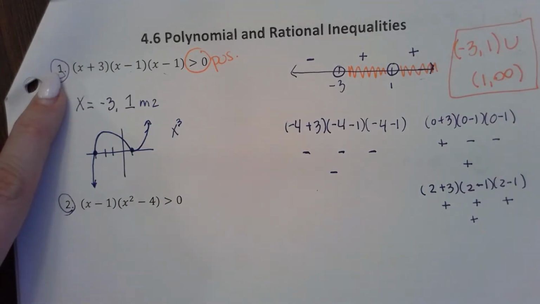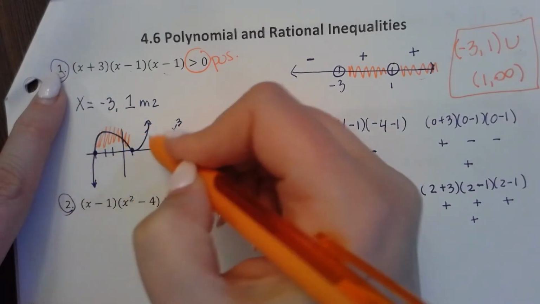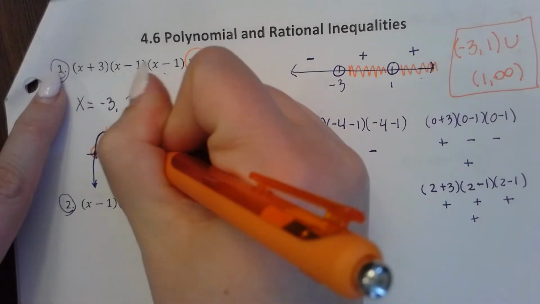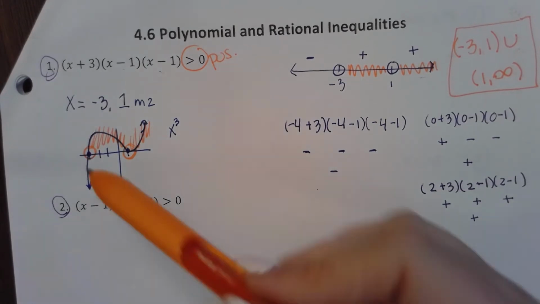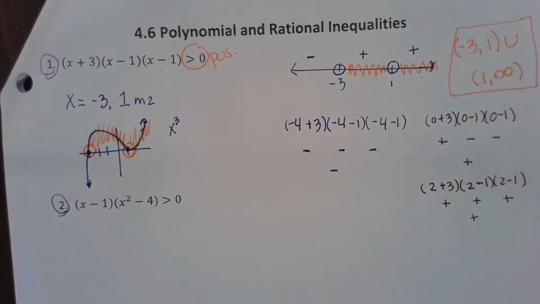So where is this graph greater than 0? Well, it's greater than 0 here and here. So between -3 and 1, and then 1 to infinity. These are open circles because we're not allowed to be 0, only strictly greater than 0. So here's all of our positive graph, which is the same answer.